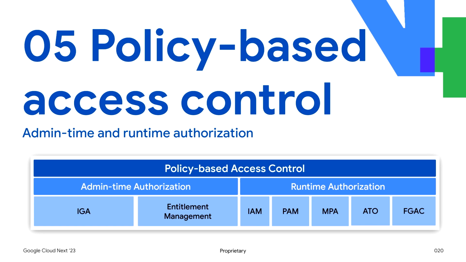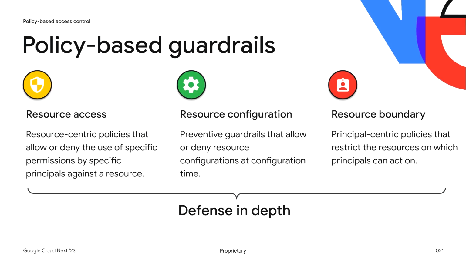So with identity out of the way, let's talk about policy-based access control. And as I mentioned, we think about this as admin time and runtime capabilities for access management, all using a unified policy platform. Now, when it comes to policy-based controls, we have three categories of controls. Controls that help you with resource access, controls that help you with resource configuration, and controls that help you with resource boundary. So the example of a resource access control would be a resource-centric policy which helps determine what kind of permission does a principal have against a resource.